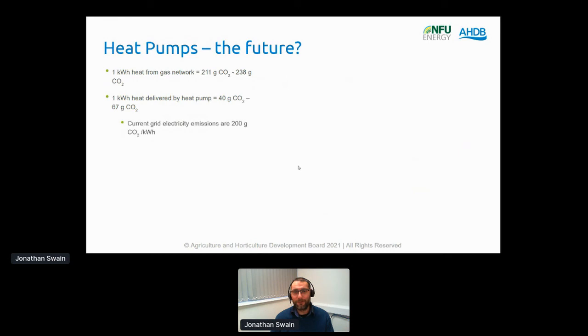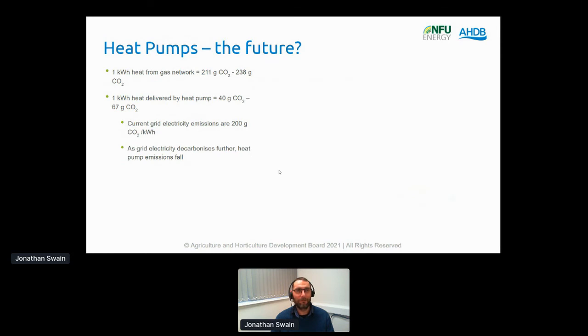However, just a few numbers on heat pumps as a decarbonising of heat tool. If we burn a kilowatt hour of gas from the network, then we're emitting 211 to 238 grams of CO2, allowing for boiler efficiency. If we do the similar thing through a heat pump, then we are getting sort of 40 grams of CO2 for that unit of heat, instead of 200.